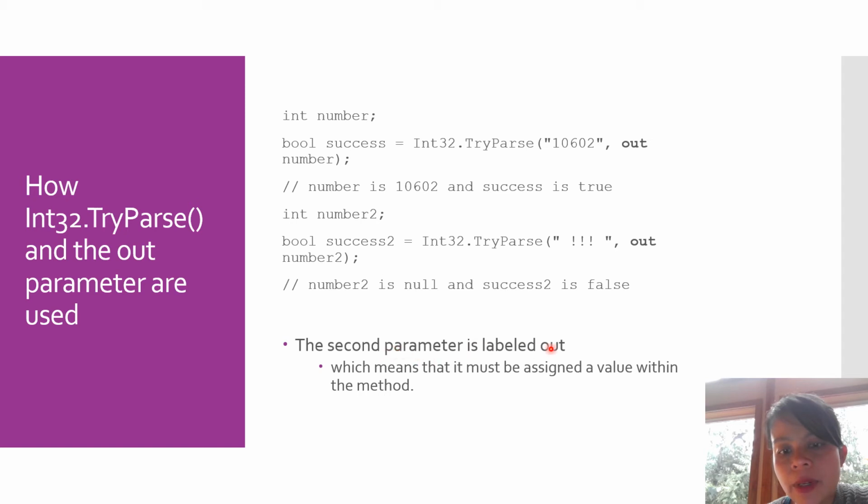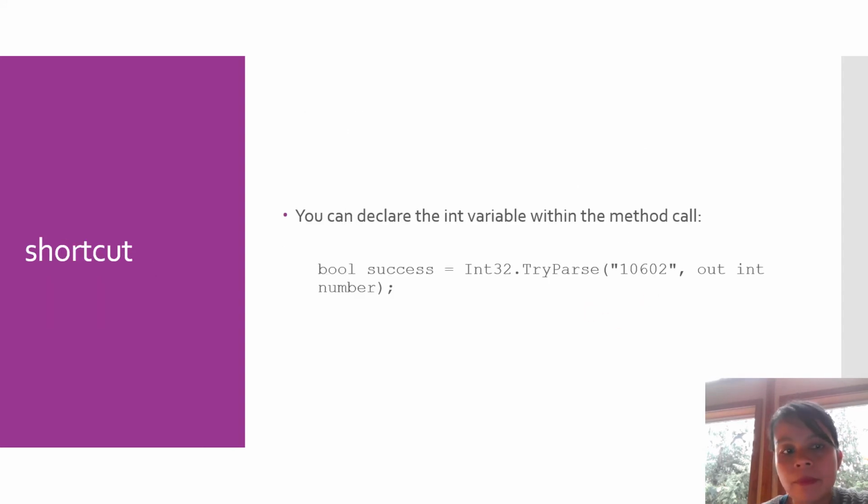The second parameter is labeled out, which means it must be assigned a value within the method. You can declare the integer variable within the method call. So here we have success. The bool is a data type, success is a variable, and we're calling this method here with 10602 and out integer number. So you can declare the integer within the method call, right here.